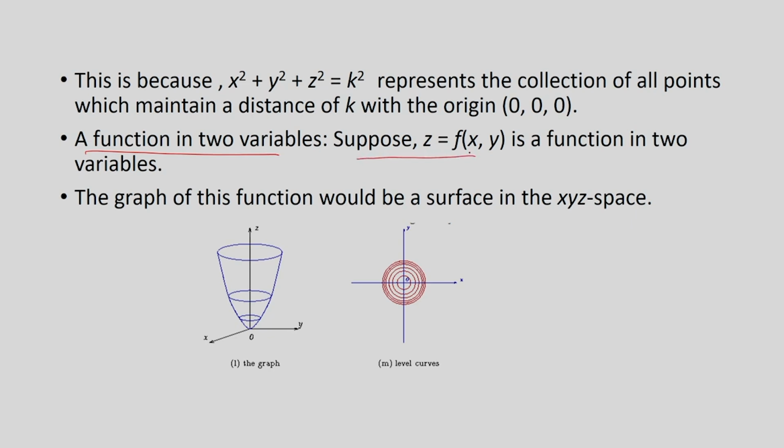Suppose you have z, which is a function of 2 variables, f of x y, and the graph of the function would be a surface in the x y z space. So, suppose you talk about this particular graph, which is represented on the left hand side. Here you have a surface, it looks like a funnel kind of thing, right.